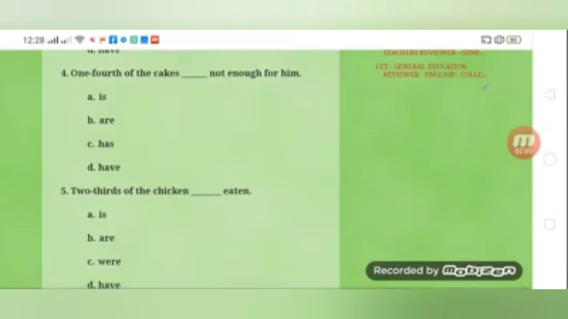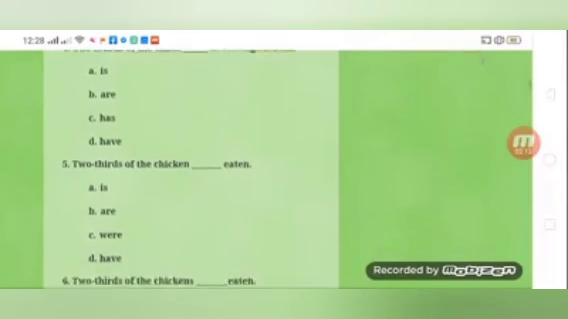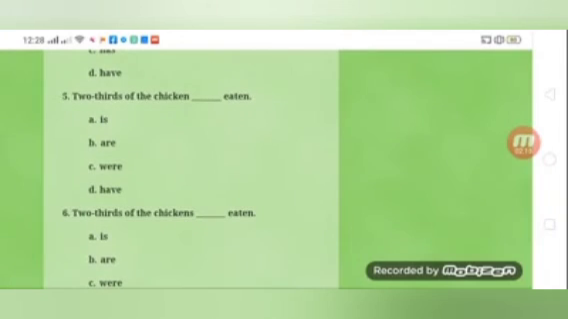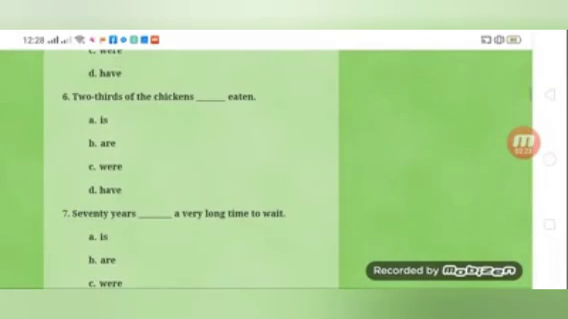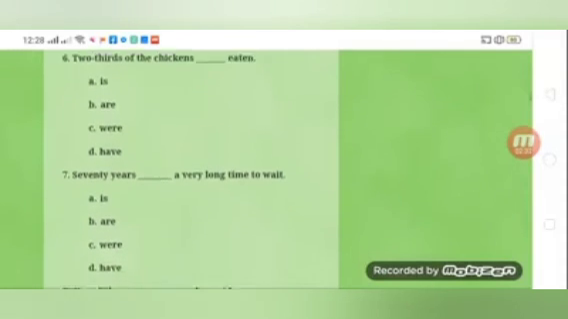Next, number 4, 1/4 of the cakes. Oh, this is what I'm saying. 1/4 of the cakes are not enough for him. So, that's letter B. Number 5, 2/3 of the chicken. Okay, again, fraction, 2/3 of the chicken is eaten. Okay? It's singular. 2/3 of the chickens. So, that's many chickens, many whole chickens. So, 2/3 of that. That's why it's are. Okay?